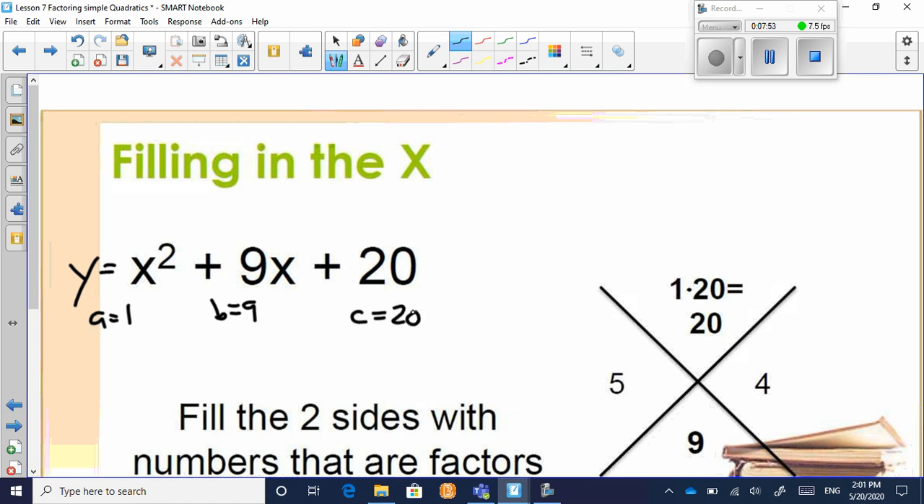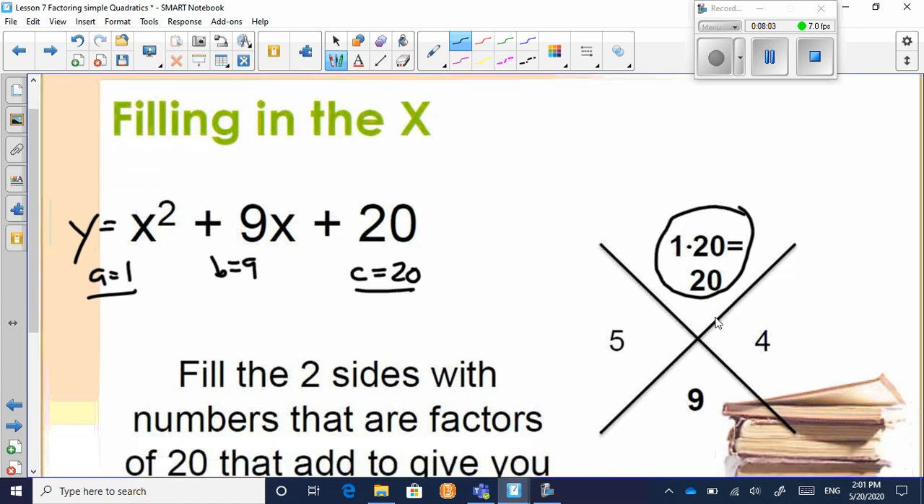So look what I did. In the top of the X box, I did A times C, so 1 times 20 is 20. In the bottom of the X box, I just put the 9. And now I'm looking for two numbers that multiply to give me 20, and the same two numbers will add to give me 9. And so the numbers are 5 and 4. 5 times 4 is 20. 5 plus 4 is 9.